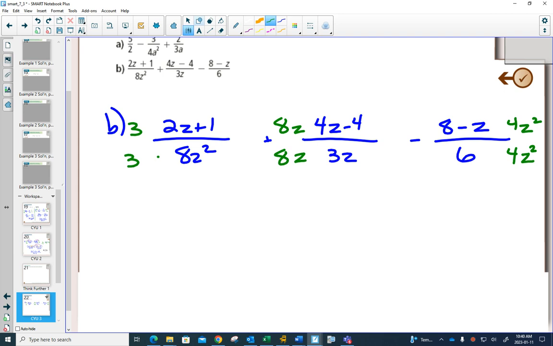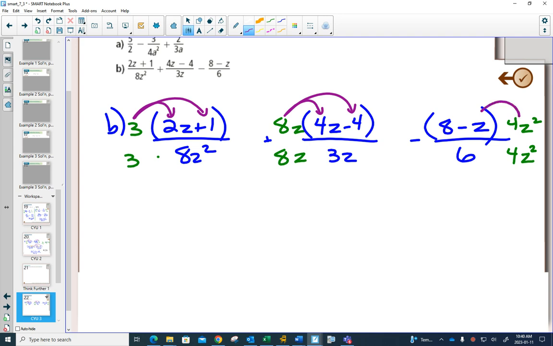And this one has some of the difficulties of example 2. We have more than one thing in our numerators. Put it in brackets. What does that mean? That means when I multiply by 3 here, it has to distribute to both. When I multiply by 8z, it has to distribute to both. And when I multiply by 4z squared, it has to distribute to both.